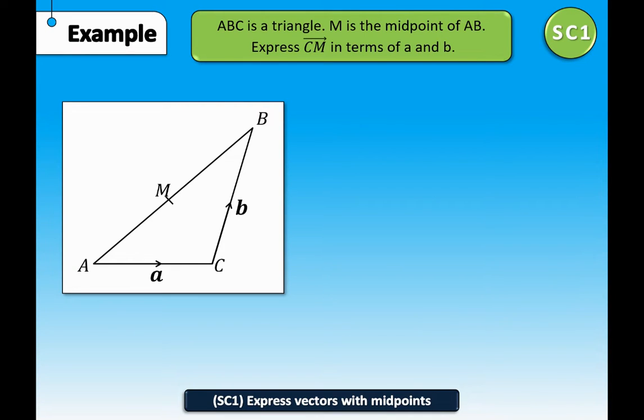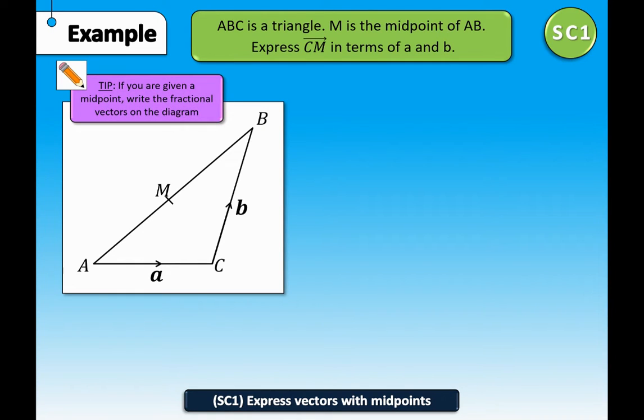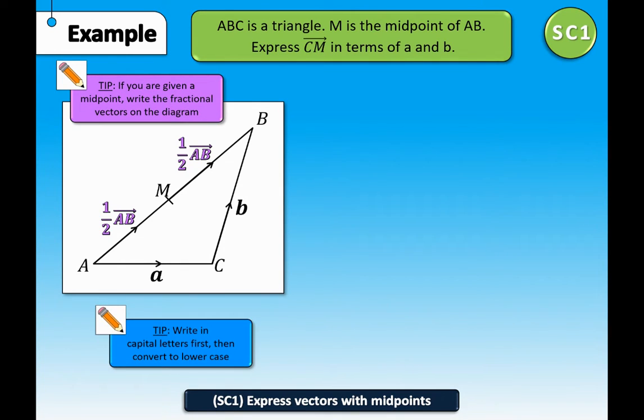So for this question, ABC is a triangle and M is the midpoint of AB. So we want to express the vector C to M in terms of a and b. If you are given a midpoint, then we need to write the fractional vectors on the diagram. So A to M is 1/2 of A to B, and M to B is also 1/2 of A to B. So write in capital letters first, and then we can convert these to lowercase.